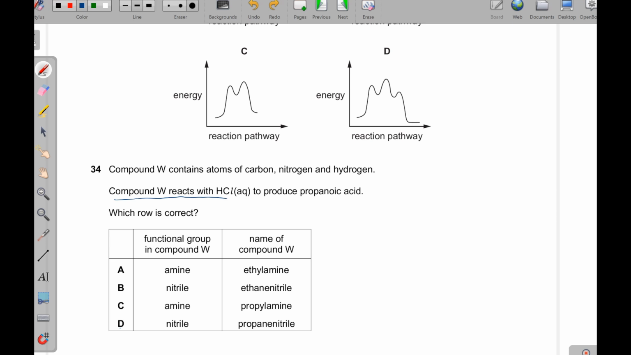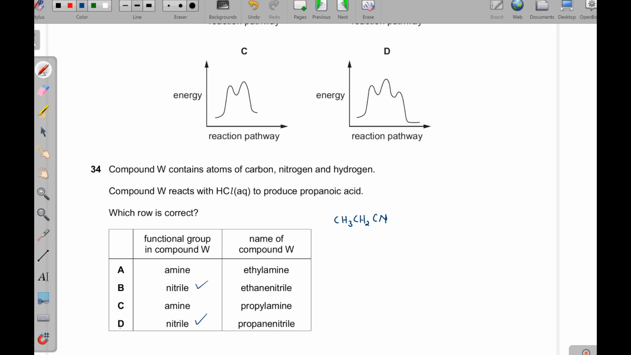Compound W reacts with HCl to produce propanoic acid. Which row is correct? Okay, we are seeing an amine and a nitrile. That one has to be a nitrile, okay? Because when you get a nitrile, like, let's say we are producing propanoic acid, that means we must have propane nitrile. So CH3, CH2, then CN.